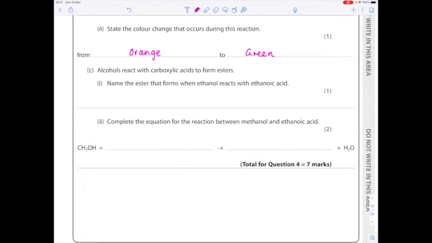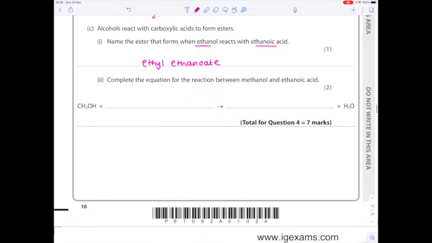Alcohols react with carboxylic acids to form esters. Name the ester that forms when ethanol reacts with ethanoic acid. So remember, the first part of the ester name comes from the alcohol, which is why it's ethyl. Second bit comes from the carboxylic acid, so it's ethanoate, because remember that's the ending on the ester. Complete the equation for the reaction between methanol and ethanoic acid.